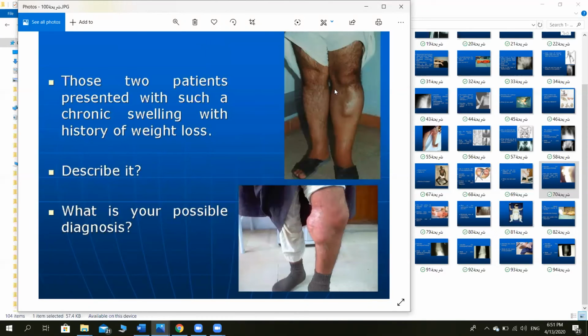This is a mass or swelling of the leg joint. Here, this swelling is shiny red, in favor of acute infection. Here, there's no shiny swelling of the leg. This is in favor of tumor or lump in the bone.